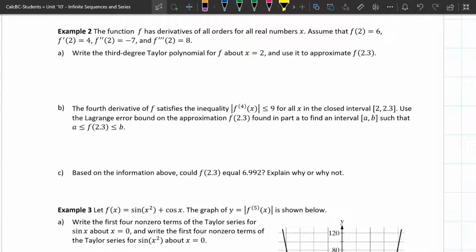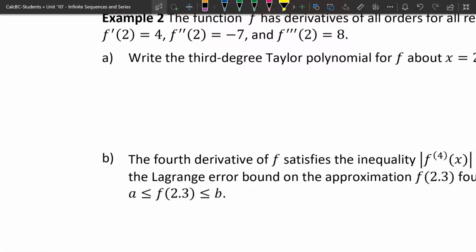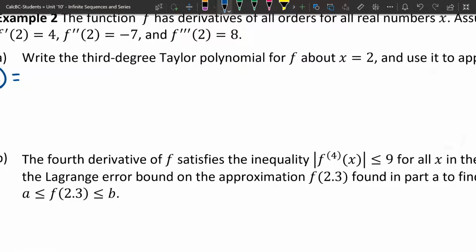All right, part A says write the third degree Taylor polynomial for f about x equals 2 and use it to approximate f of 2.3. So it says third degree Taylor polynomial, so let's write our third degree Taylor polynomial. To do that, and it says about x equals 2, so our center is 2.